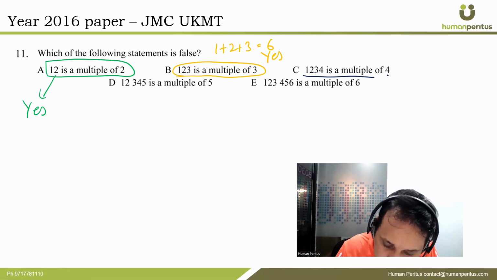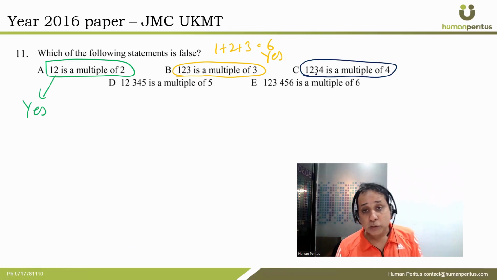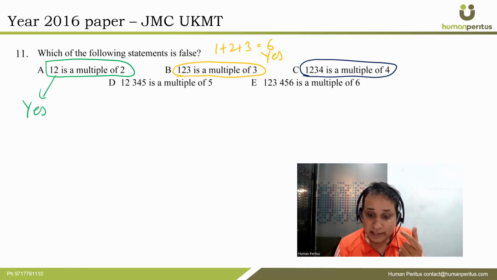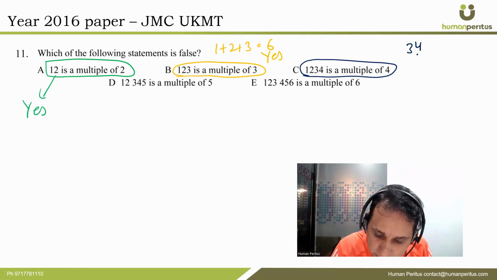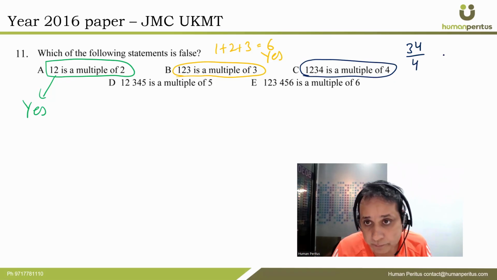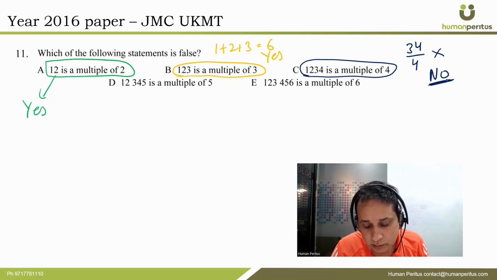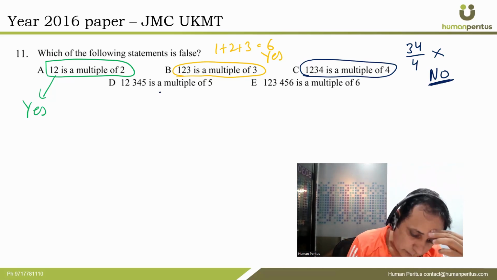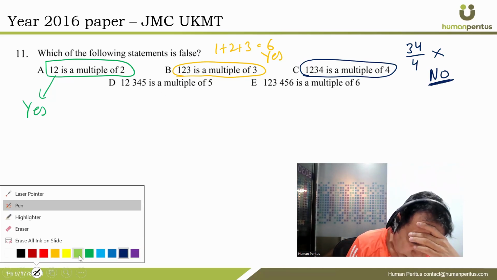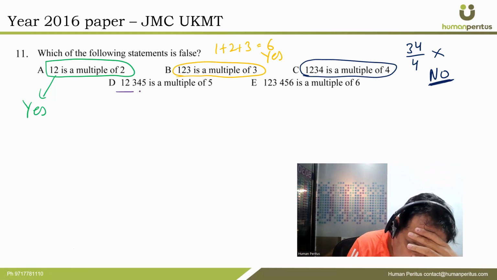1234 is a multiple of 4. In case of 4, what do we do? We check the last two digits, 34. I try to divide it by 4 and it is not divisible. So in this case, we have a no. Okay. This is not a multiple. Then we have what? 12345 is a multiple of 5. Of course, yes.